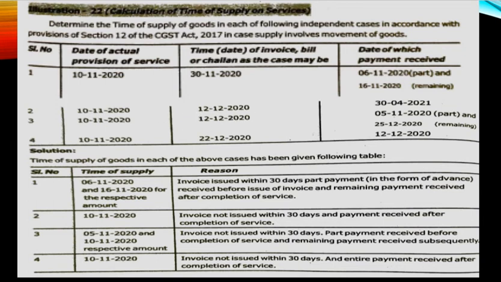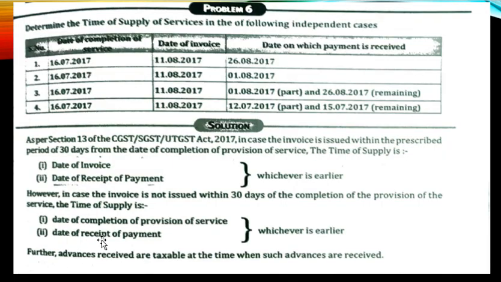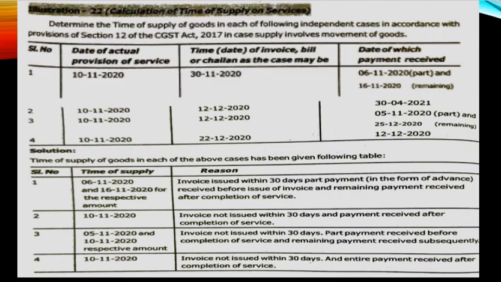So in this situation, you need to consider the second condition, where you take the date of completion of provision of services and the date of receipt of payment into consideration. Among these, whichever is earlier will be applicable. So what is the date of completion of services? 10th November 2020, and the date at which the payment was received is 30th April 2021. Which is earlier? The earlier date is 10th November 2020. So the reason would be: invoice not issued within 30 days and payment received after completion of services.